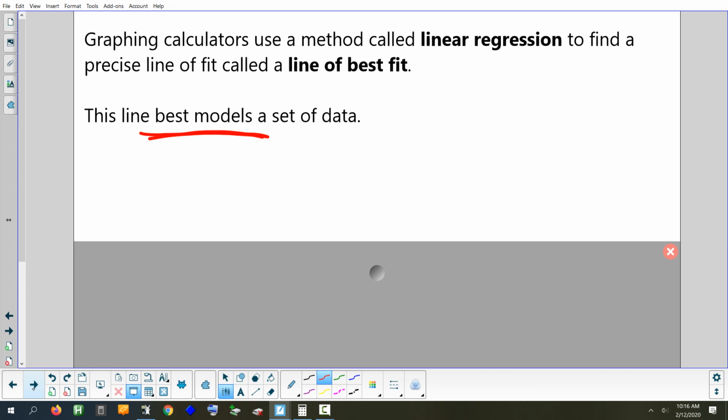If it's a bad model and they say the hurricane's going to hit Texas, and then it ends up hitting Florida, that's kind of a big difference. They didn't do a good job predicting it. So that's why they use a computer to get the best model possible. And that's basically what we're doing. We're going to use a calculator to get a good model.